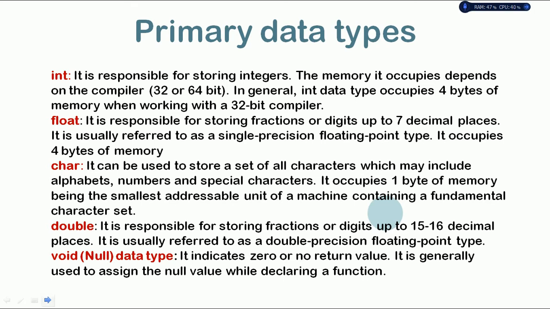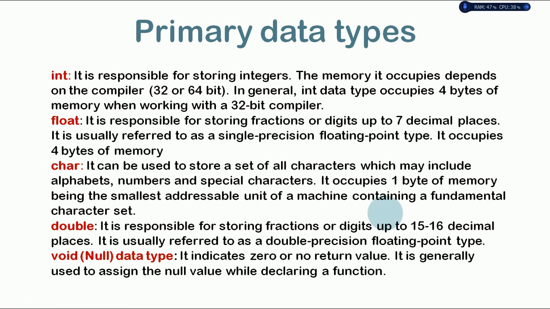And now coming to our next thing, a double. It is responsible for storing your fractions as floating point values. But here the difference is it can store up to 15 to 16 decimal places after the decimal point. So it is usually referred to as double precision. See, for single precision you have 7 decimal places, right? So for double precision it can store 15 to 16 decimal places.